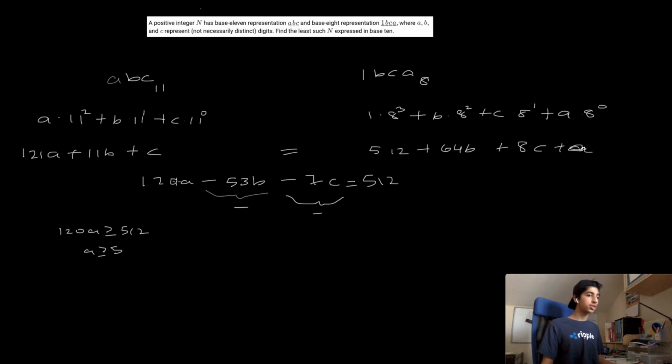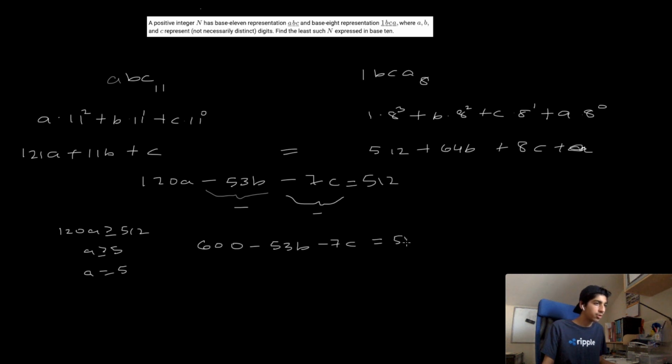We want to minimize n, so we must minimize A. The smallest A can be is 5, so we know that A is 5. Plugging this into the equation, we get that 600 minus 53B minus 7C is equal to 512. Moving this 512 to the other side, we get that 88 is equal to 53B plus 7C. Now we can just guess and check. If you do enough guess and check, you find that B is equal to 1 and C is equal to 5. However, this is not our answer.